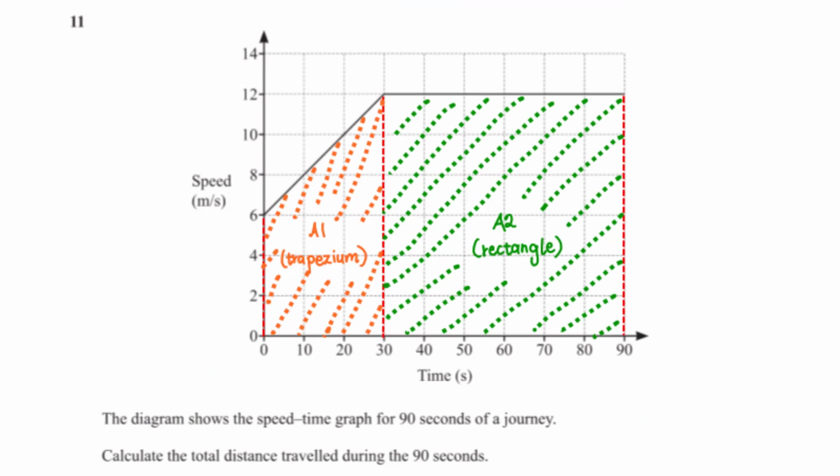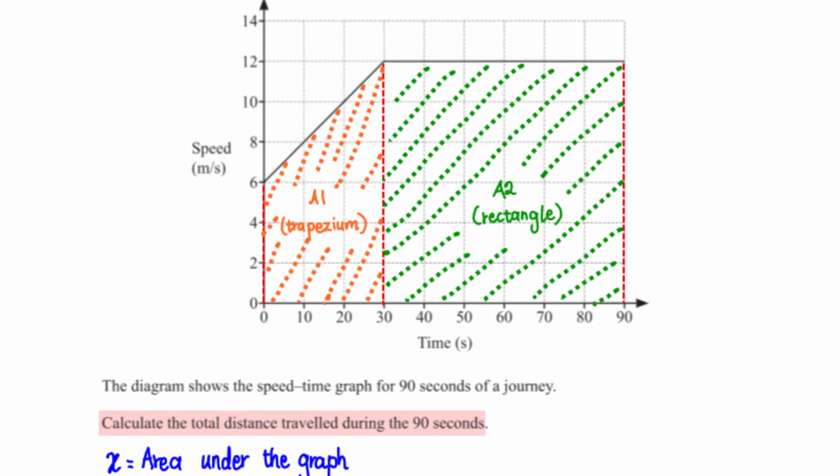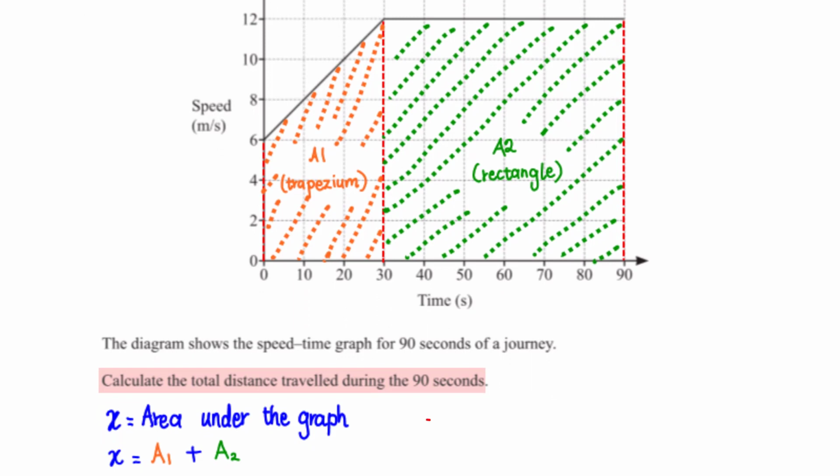The diagram shows the speed time graph for 90 seconds of a journey. Calculate the total distance traveled during the 90 seconds. So whenever we are given a speed time graph, we know that the total distance traveled is equal to the area under the graph. And in this case, we can split up the area under the graph as A1 and A2, where A1 is the area of a trapezium and A2 is the area of a rectangle.